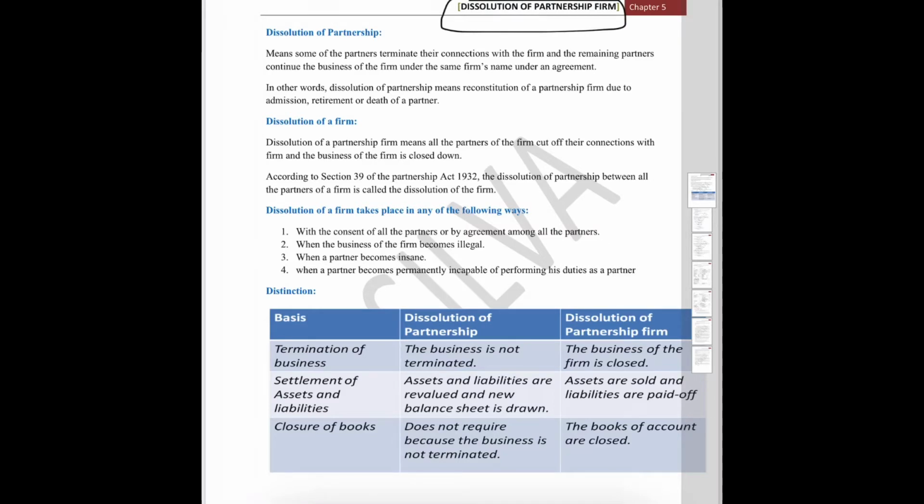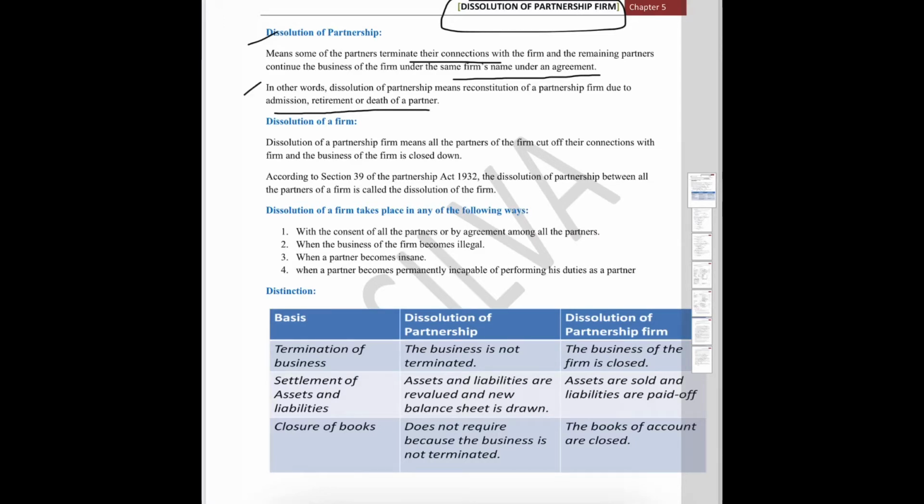So first and foremost, let us understand the term Dissolution of Partnership, which means the partners terminate their connection with the firm and the remaining partners continue the business of the firm under the same firm's name under an agreement. So over here, what we understand is that the partners are going to cut off their connections with the firm, while the remaining partners or the continuing partners will continue to do their business. For this, the examples are admission of a partner, retirement of a partner, death of a partner.